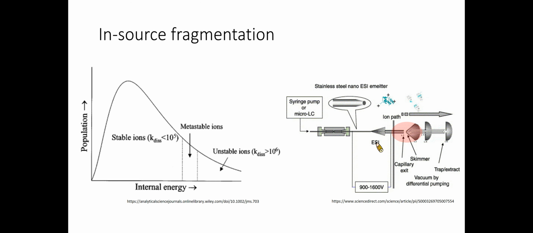Nozzle-skimmer fragmentation refers to the purposeful induction of in-source fragmentation by increasing the nozzle-skimmer potential on electrospray-based instruments. It is not technically tandem mass spectrometry unless metastable ions are mass analyzed or selected before auto-dissociation, and the second stage of analysis is performed on the resulting fragment.